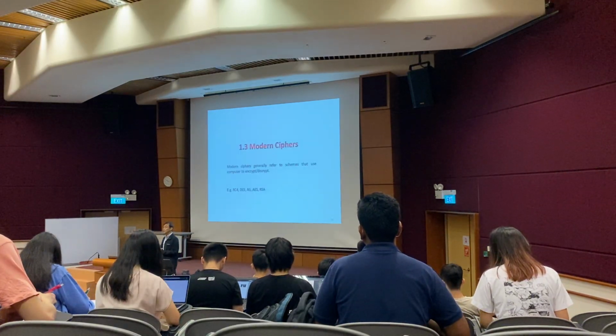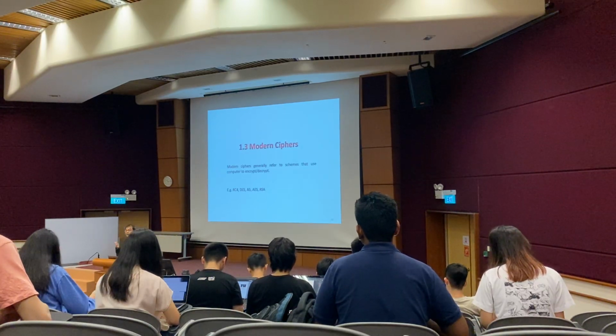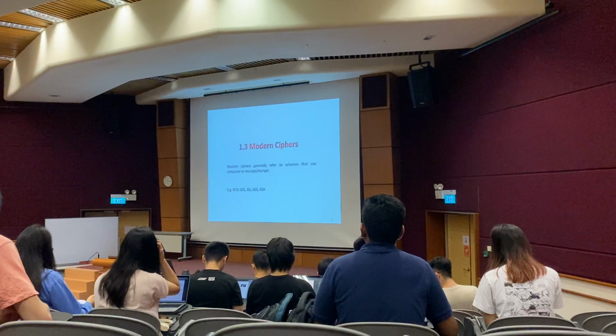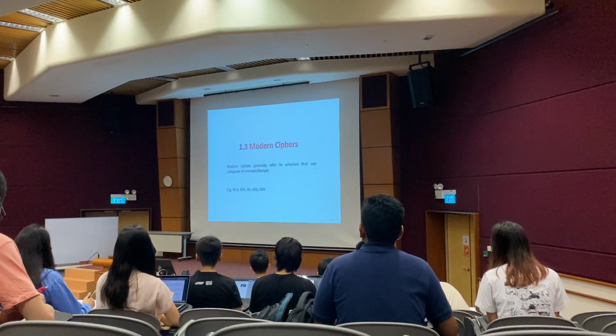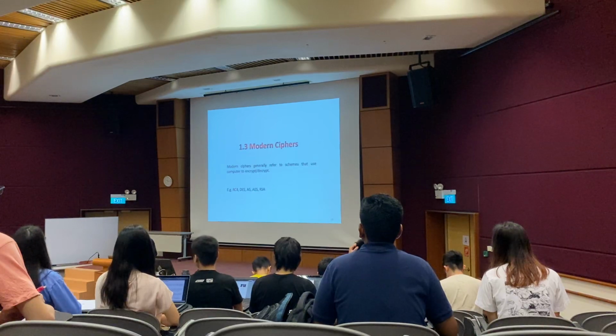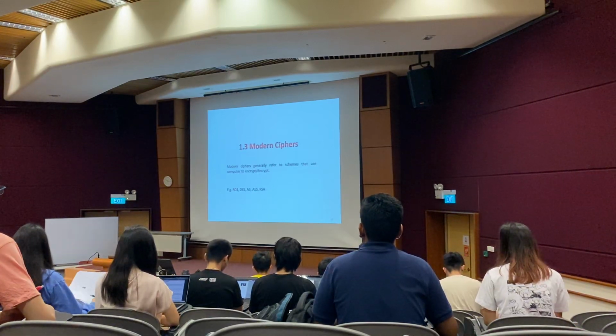So now we talk about modern ciphers. Modern ciphers usually refer to those that use computers to encrypt and decrypt. So the famous ones are RC4, DES, A5, AES, RSA. These are modern ciphers.